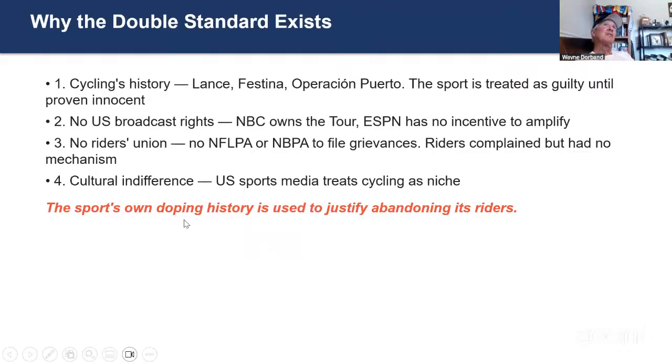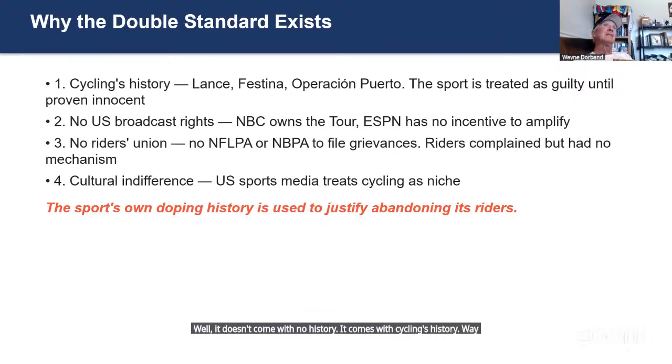Well, it doesn't come with no history. It comes with cycling's history. Way back in the day, Lance Armstrong, a team called Festina, something called Operation Puerto, there was heavy duty drug use in cycling. And because of that, right now, most cyclists are treated as being guilty until they're proven innocent.